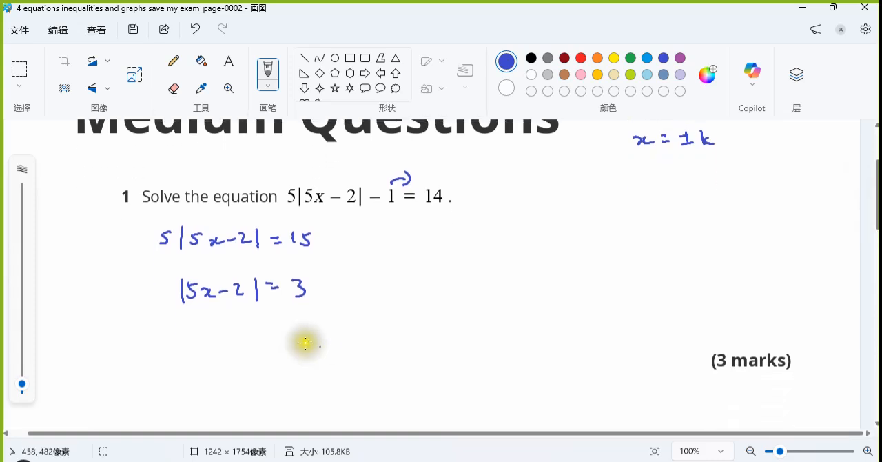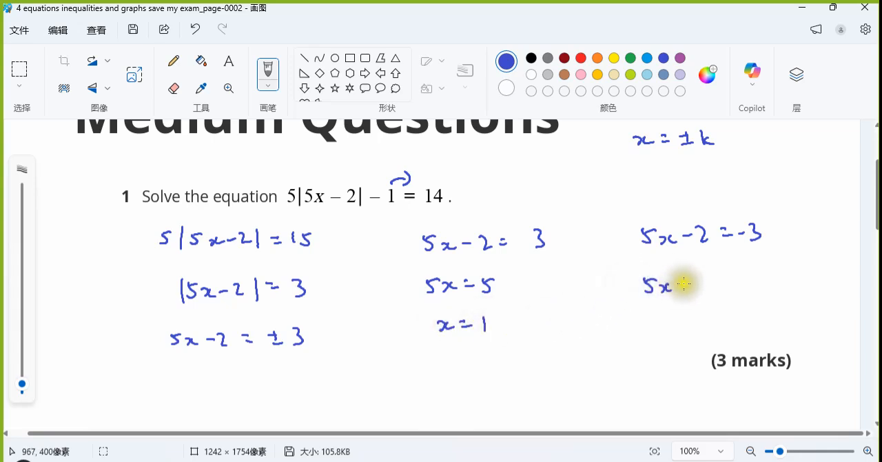Okay. So we have 5x minus 2 equal to plus minus 3. So 5x minus 2 equal to 3 and 5x minus 2 equal to negative 3. So 5x equal to 5, x equal to 1. At the same time, 5x equal to negative 1, x equal to negative 1 over 5.